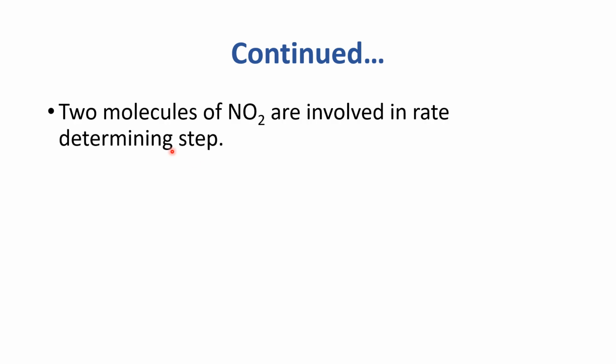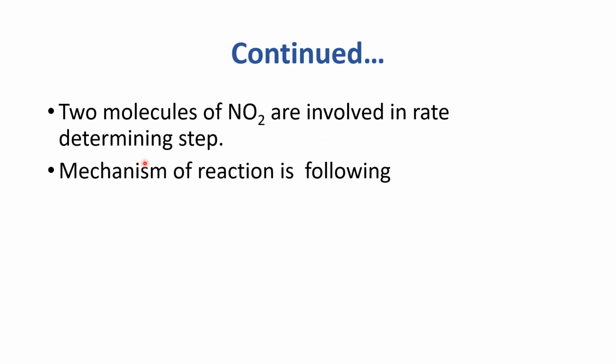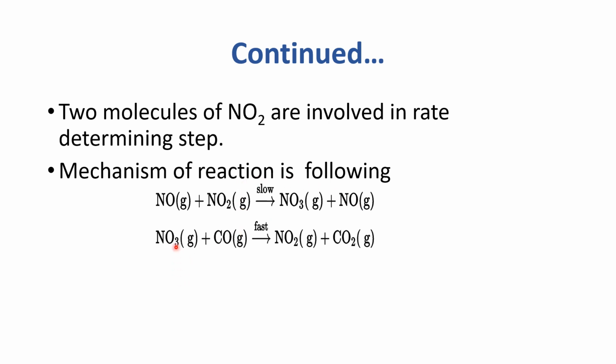Let's see the details of that reaction. Two molecules of NO2 are involved in the rate determining step. So the mechanism of the reaction is the following. NO2 combines with NO2 to form NO3 plus NO, and this step is the slow step. Next, NO3 combines with CO to form NO2 plus CO2.